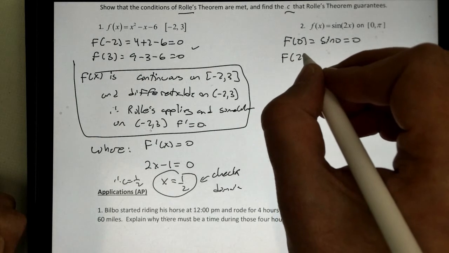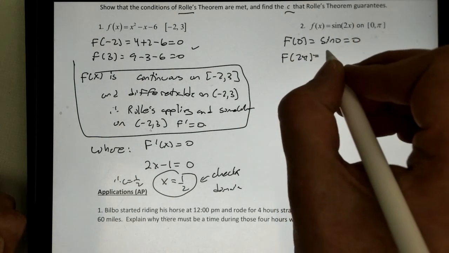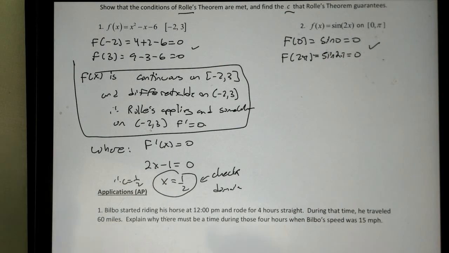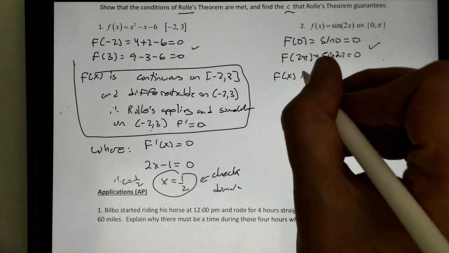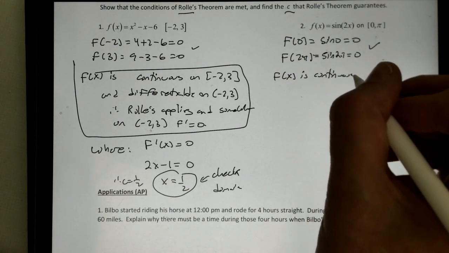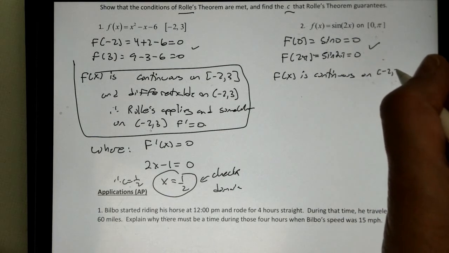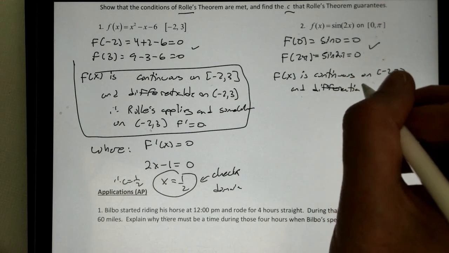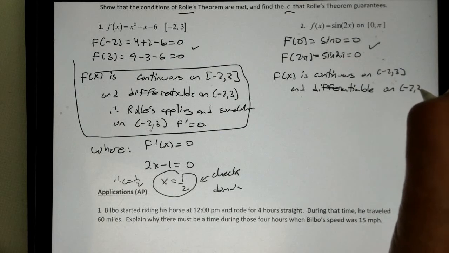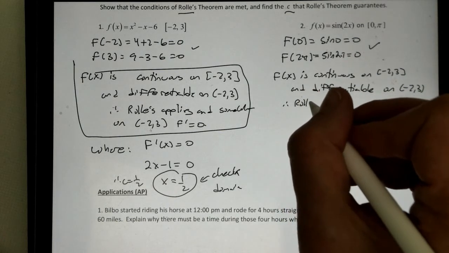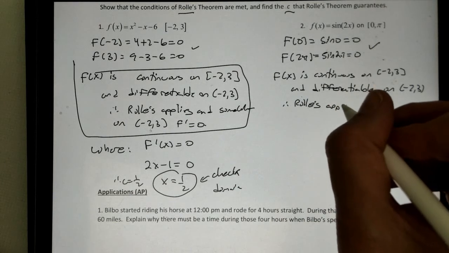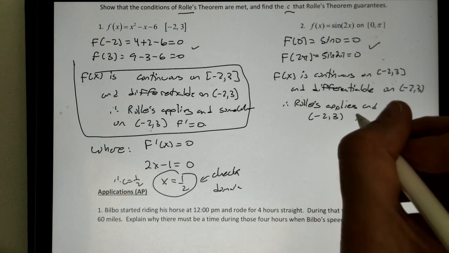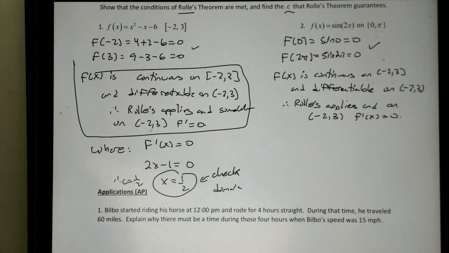f of 2 pi. If I plug in the pi, I get sine of 2 pi, which is also 0. They are the same, which is what I want, and then I can use my rule. F of x is continuous on the closed interval, negative 2 to 3, and differentiable on the open interval, negative 2 to 3. Therefore, Rolle's applies, and somewhere on that interval, negative 2 to 3, the derivative has to be 0.